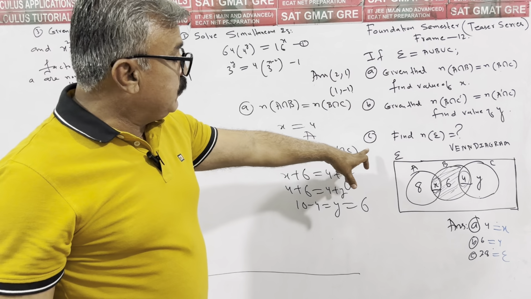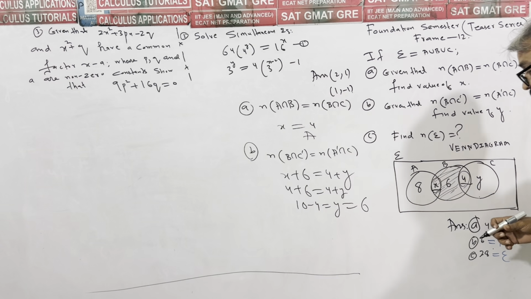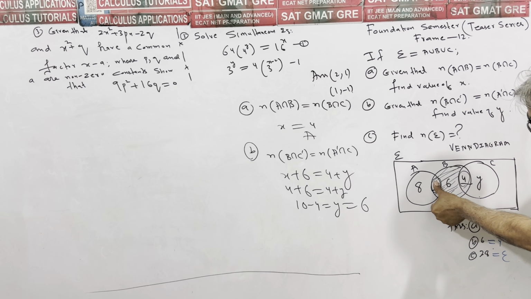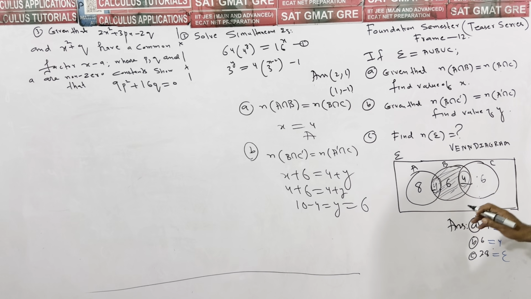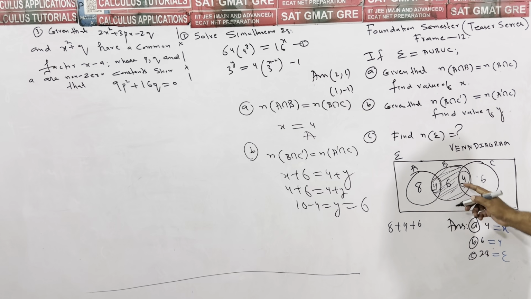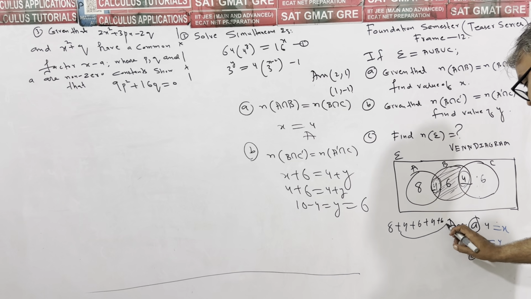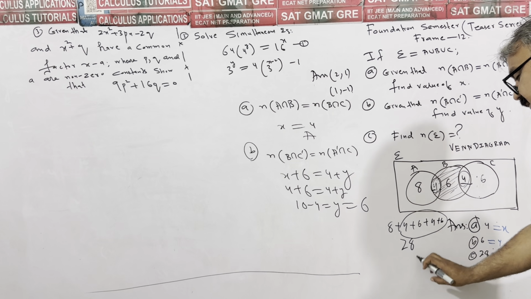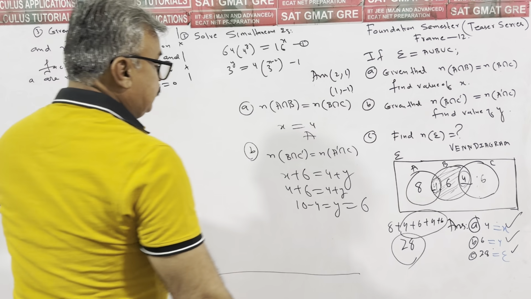In part C, we are asked to find the number of elements in the universal set. Instead of X, let me write 4. Instead of Y, let me write 6. Now add the elements: 8 plus 4 plus 6 plus 4 plus 6. How much? 4, 6, 4, 6, 20, 28. So the answer is 28. This is the value of X, this is the value of Y, this is the value of C. Mark my words.